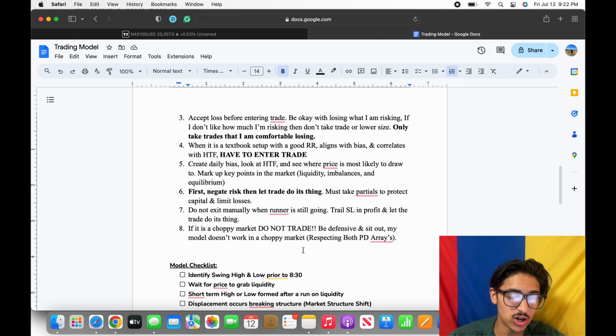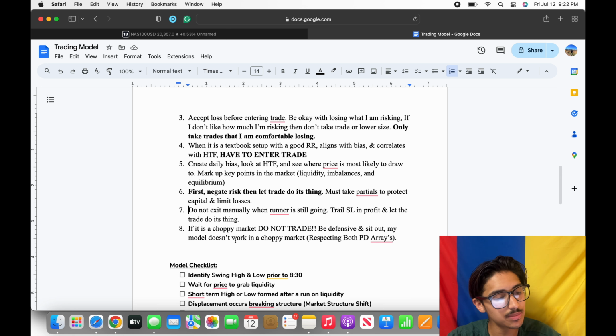Sometimes I do have the urge to not take partials and literally just let my full position stay on, because if I let it stay on, instead of $60 I'll be making, if I take some partials and let the runner go, I'll be making 100 if I just leave the position on. And that's bad. You have to protect your capital in trading. You have to limit your losses to really grow your trading account.